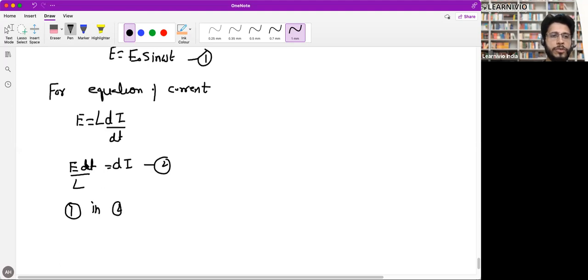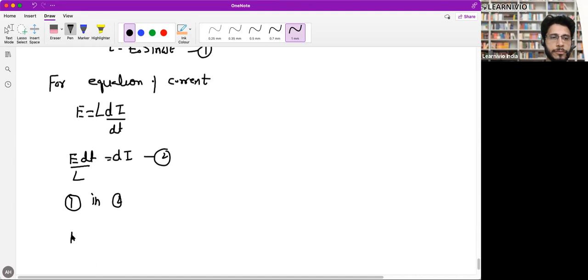Ahmed, why am I doing this calculation? What's the motive of this calculation? To find current. Yeah, to find current. We are doing all this to find the equation of current.